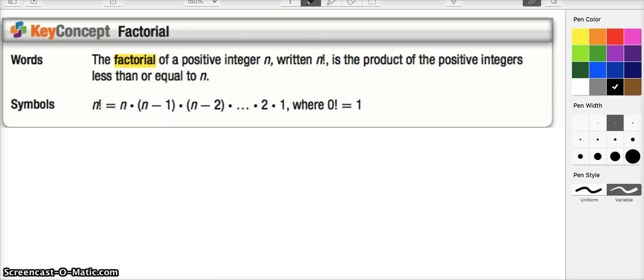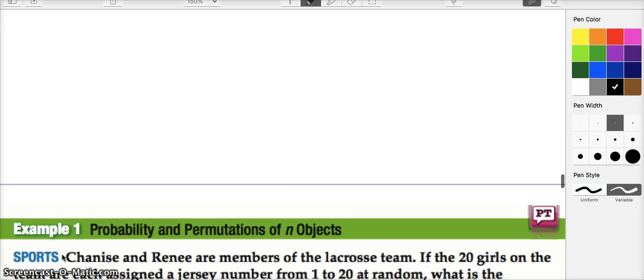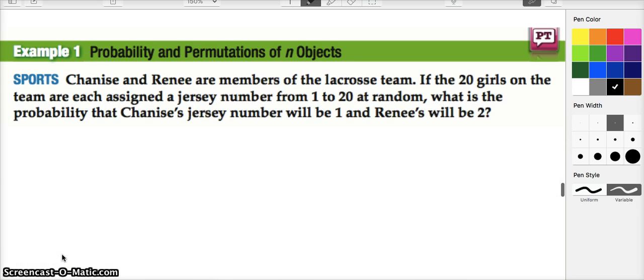And again, 0 factorial is defined as 1. All right, so let's take a look at an example. Probability and permutation of n objects.